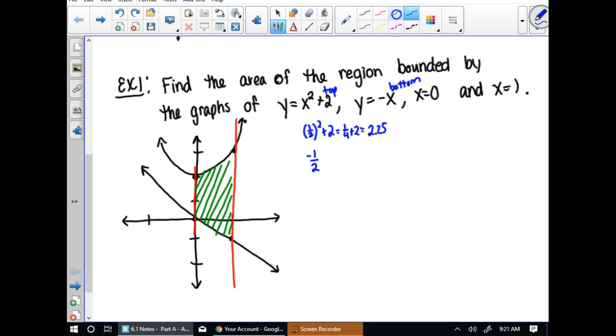Okay, so for this problem, we're going to do the integral from 0 to 1 of our top function, which is x squared plus 2 dx. And then we're going to subtract the integral from 0 to 1 of negative x dx.